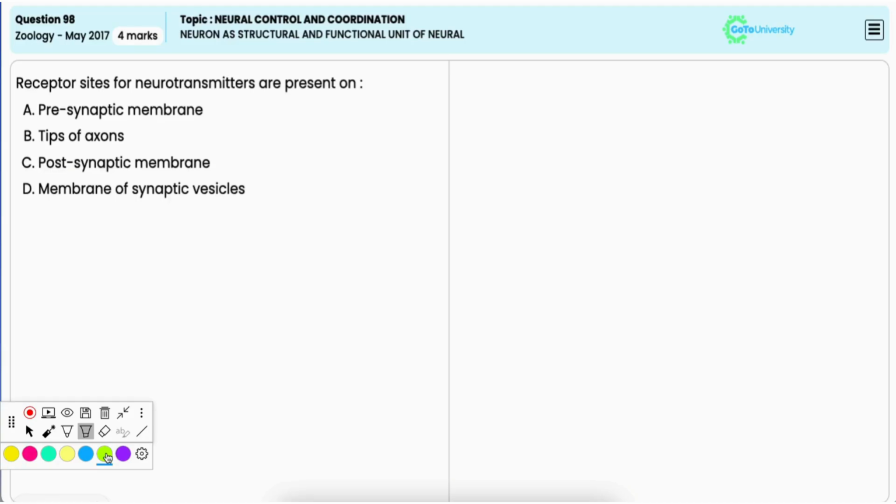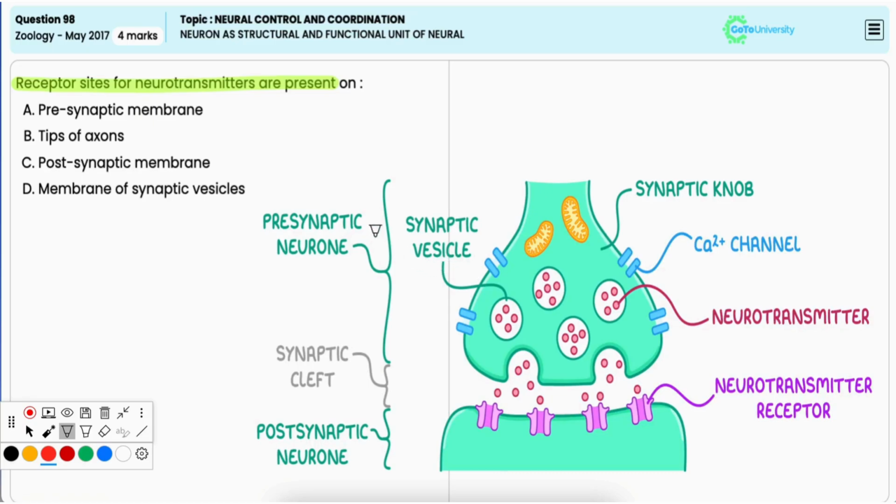In this question, you have to identify where the receptor sites for neurotransmitters are present. Option A, presynaptic membrane. It is incorrect because presynaptic membrane is the site where synaptic vesicles release the neurotransmitter into the synaptic cleft in case of this chemical synapse. But it does not contain receptor for neurotransmitter.